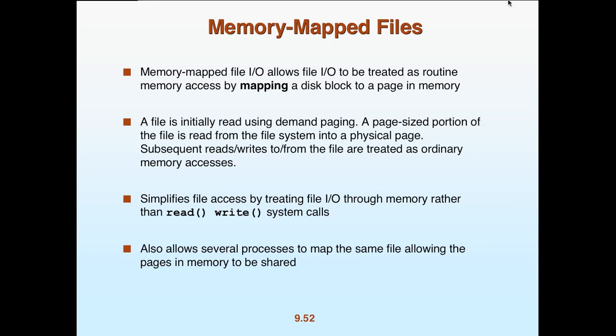So memory mapped files are generally controlled by the application level, or by the user, or by the kernel that is going to map the file. The page size is usually proportionate to the file that is read in from the physical page itself, and so subsequent reads and writes from the file are treated as ordinary memory accesses.